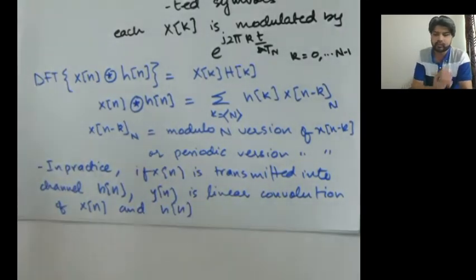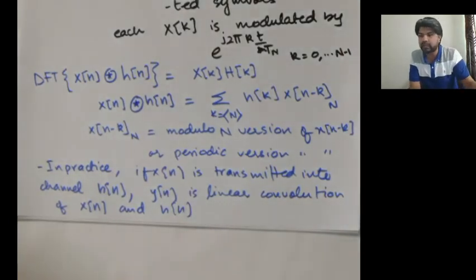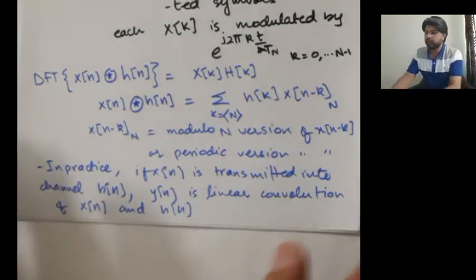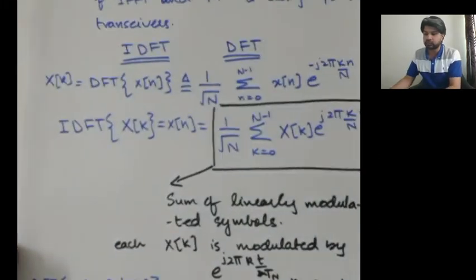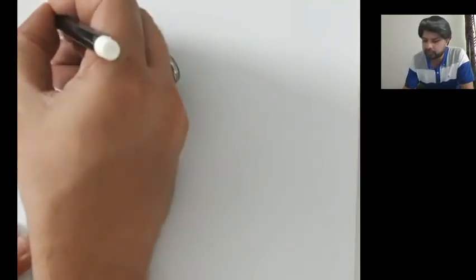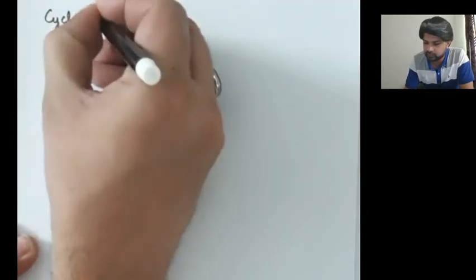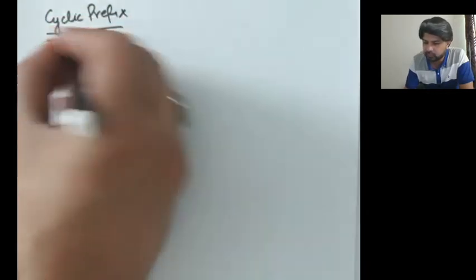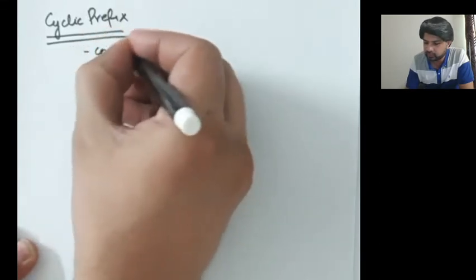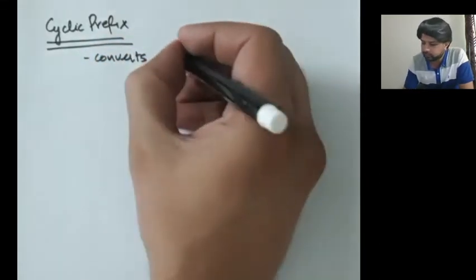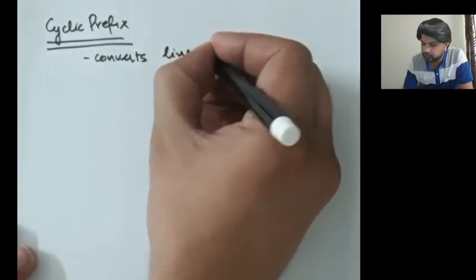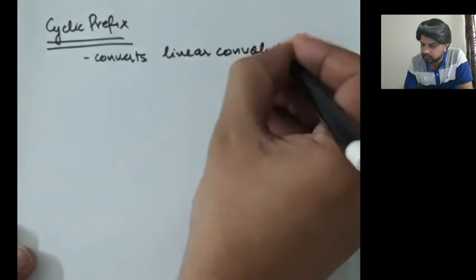So what is the solution here, right? We would make use of what is called the cyclic prefix, and that would convert this linear convolution into a circular convolution, right? So the cyclic prefix would be used, and that converts linear convolution into a circular convolution.